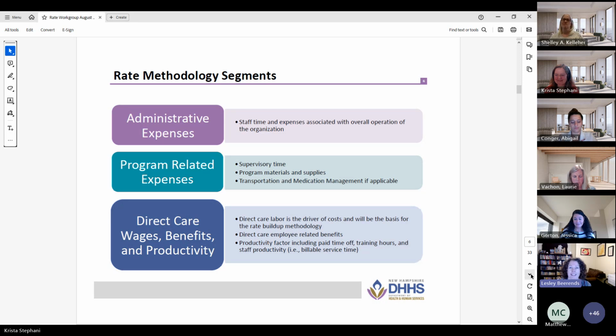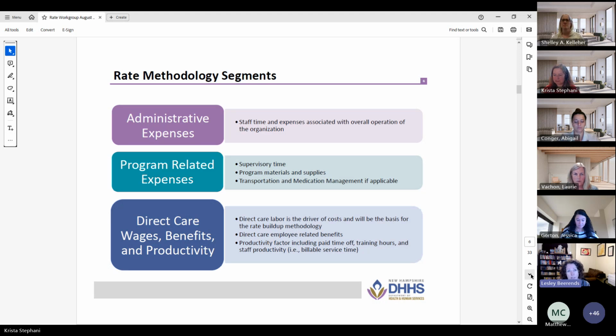Good morning, everybody. I'm going to give an overview of the proposed methodology. We're going to start by looking at the overall segments of what we do. We're looking at a rate buildup methodology, and the base of this methodology is your direct service professionals, your DSP wages. Because direct care labor is the driver of costs, that's why we use it as the base of the rate. We're then going to add different components to that wage in order to get to the final rate.